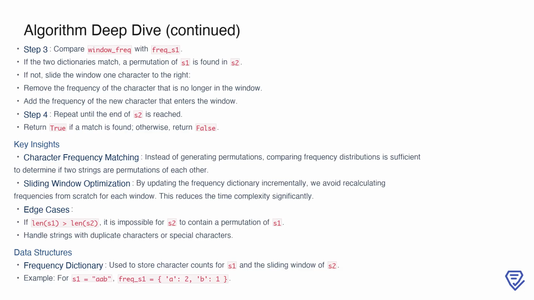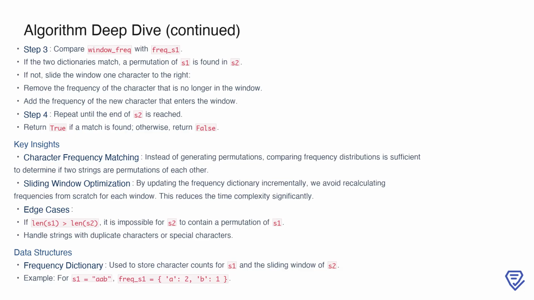We repeat this process of sliding the window and updating the frequency dictionary until we either find a match or reach the end of S2. If a match is found at any point, we return true. Otherwise, if we finish processing all windows without finding a match, we return false. This method is not only efficient but also avoids the unnecessary overhead of generating all possible permutations of S1.